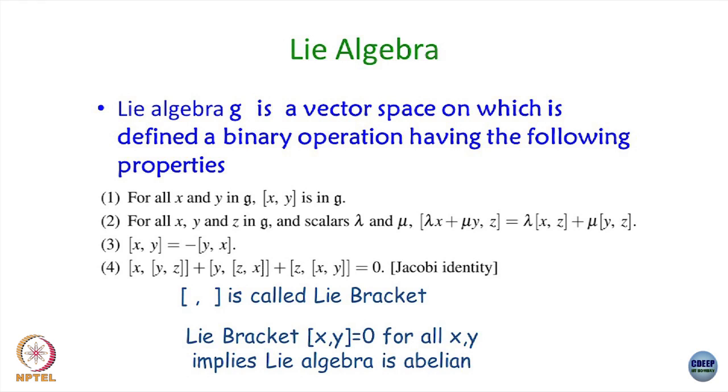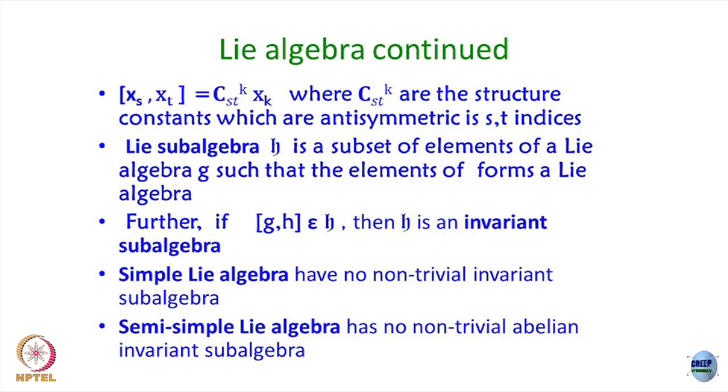If the Lie bracket is 0 for all the elements, then you say that the Lie algebra is abelian. An example was your translation group, where the Lie algebra involved linear momentum and that was an abelian algebra. Then I went on to say that if you take any two elements, this is property 1, it should give a linear combination of the elements in that set. Because this is a commutator bracket which is antisymmetric, when you interchange s and t, this coefficient, which we call the structure constant, picks up a negative. It is antisymmetric in the S and T indices.